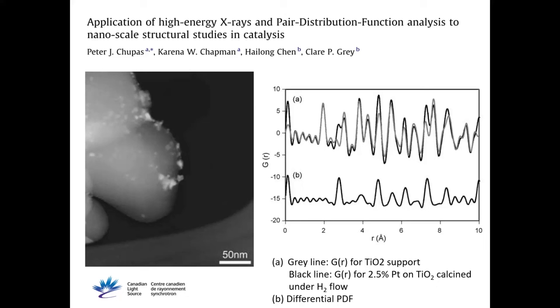And when you subtract, then you isolate the signal coming from your catalyst with gold, palladium, or iron. And then it's quite useful to focus on what you care about. Like here, the gray line is for the titania support, the black line is for the titania with platinum, and then in the differential one, you isolate peaks that are related to the platinum catalyst.